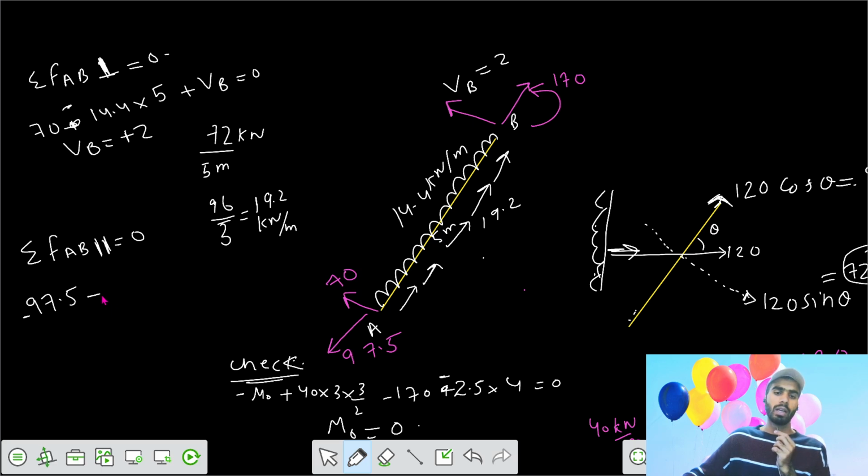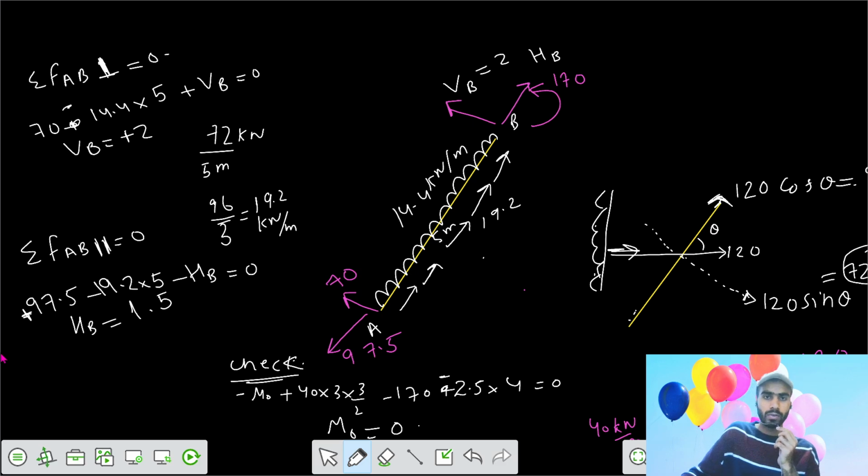Then after that, or we can keep it tensile, that is away from the member. The axial force of that UDL is 19.2 into 5 meter, that's 96. Then you assume that some horizontal reaction would be there. Horizontal B is also upwards, so we can write positive, negative equals to 0. We can get the horizontal value of 96 minus 97.5, that's 1.5, 1.5 upwards. Then we got those values.